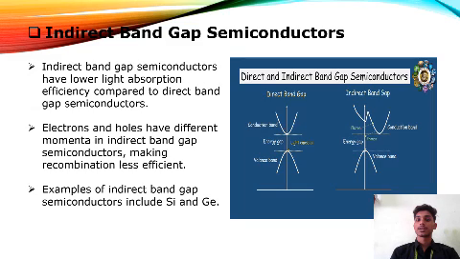Indirect band gap semiconductors. Indirect band gap semiconductors have low light absorption efficiency compared to direct band gap semiconductors. Electrons and holes have different momenta in indirect band gap semiconductors, which makes recombination less efficient. Examples of indirect band gap semiconductors include Si and Ge. You can see the picture of how direct and indirect band gap semiconductors work. And let us go to the next slide.